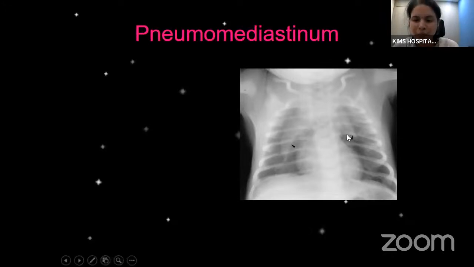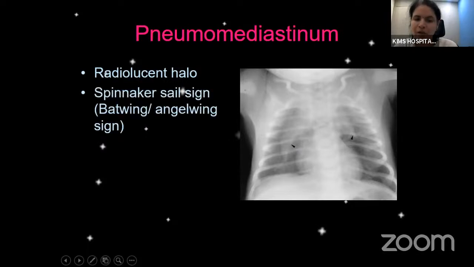Now, pneumomediastinum can be typically identified by the angel wing bat sign. This is characterized by the presence of air that is lifting the two sides of the thymus, which can be typically appreciated on both these sides, indicated by the black arrows. So we identify the pneumomediastinum by the presence of a radiolucent halo, which is situated around the cardiac shadow and is lifting the two lobes of the thymus, as seen here. This is also called the spinnaker sail sign, or the bat wing, or the angel wing sign.